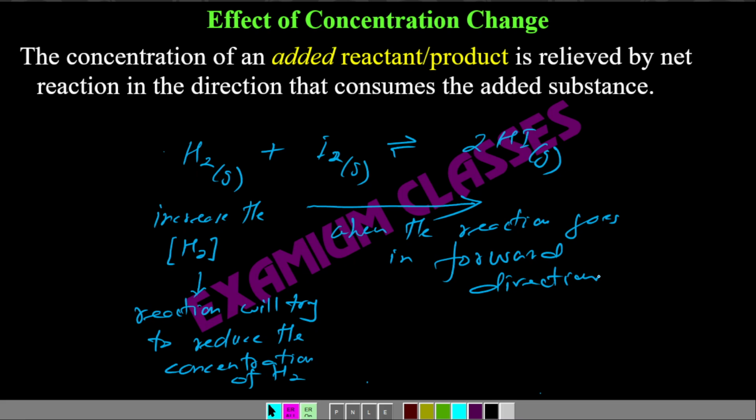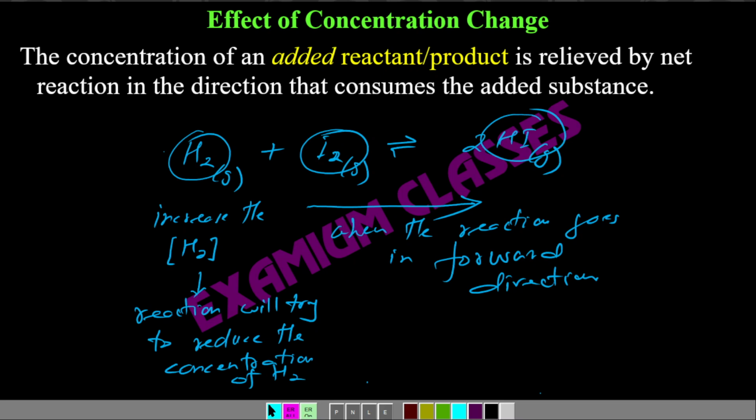Remember, the equilibrium constant will not change. There will be a different amount of hydrogen, iodine and hydrogen iodide concentration at equilibrium, but the value of Kc will still be the same. The value of Kp will still be the same. So concentration change cannot make any difference in the equilibrium constant, because the reaction itself will manage the change in the concentration. The reaction will change in such a way that the equilibrium constant remains the same.